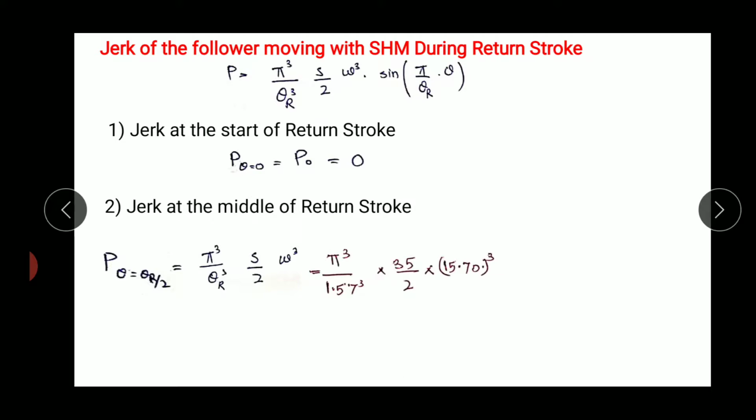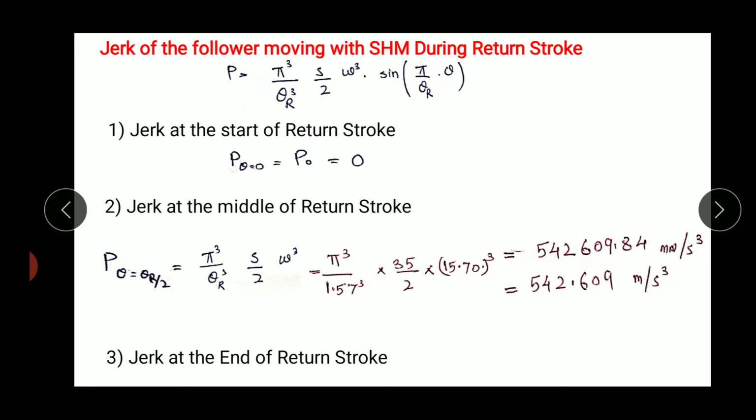So put all the values over here. Theta r is put in terms of radians, 1.57 radians. Put all the values and you will get the answer. So jerk at the half of return stroke comes as 542.609 meter per second cube.